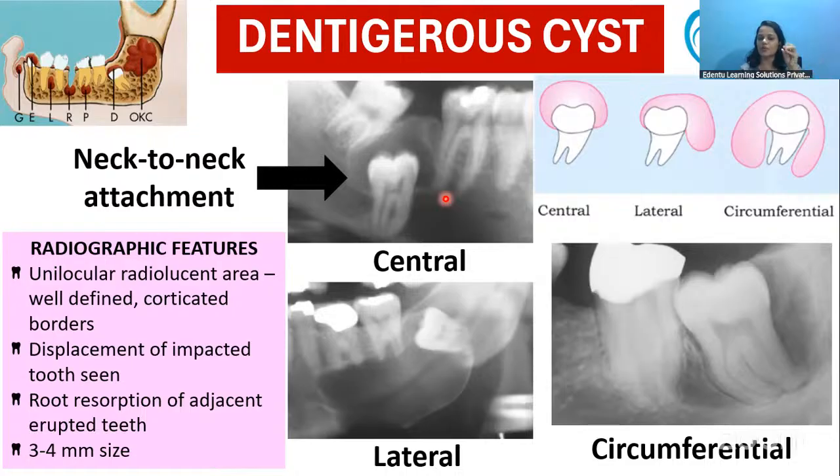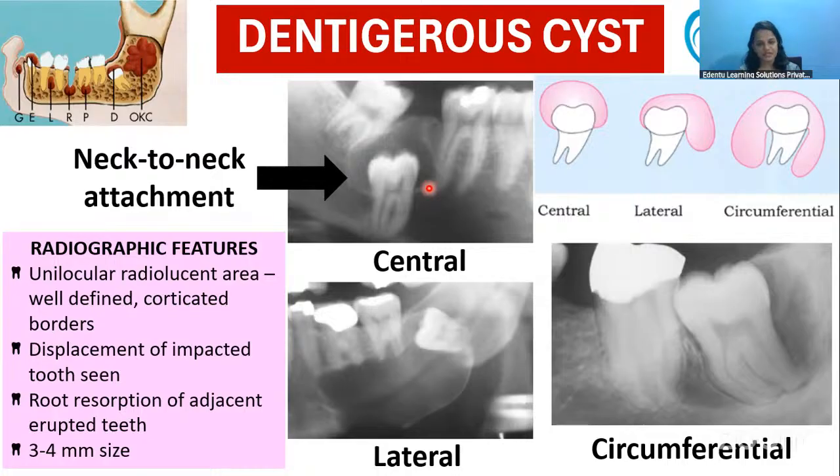That is, the body's defense system got enough time to react against this lesion. So that's why these corticated borders are seen. This is the clinical or radiographic picture of this dentigerous cyst, and this dentigerous cyst can be classified radiographically based upon the location of the cyst and the relationship of the cyst to the crown region.